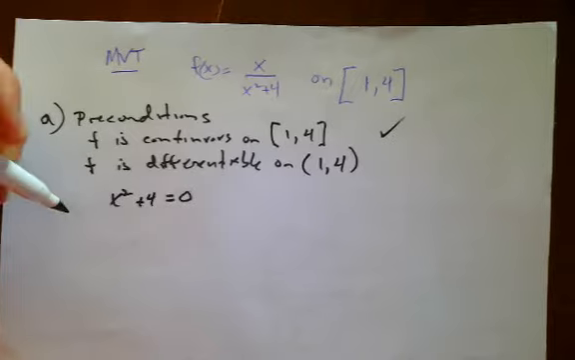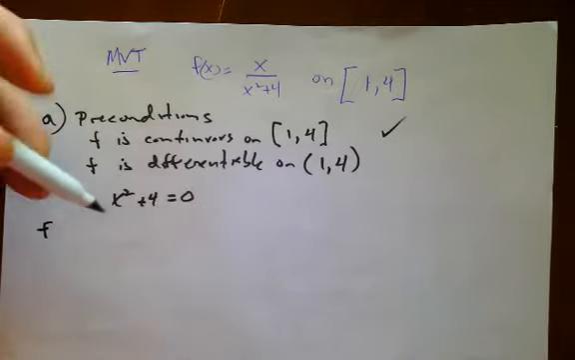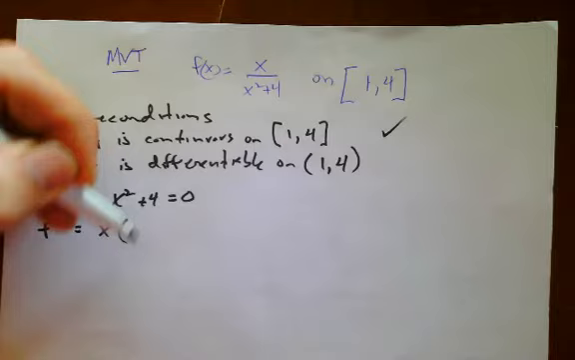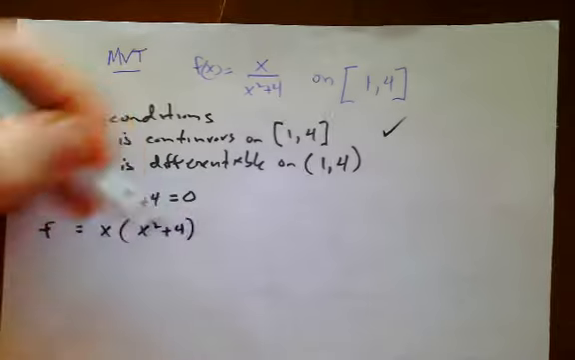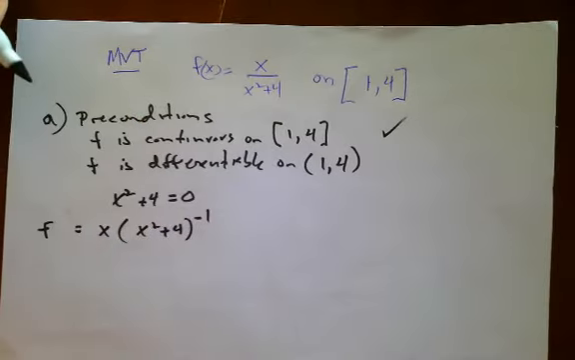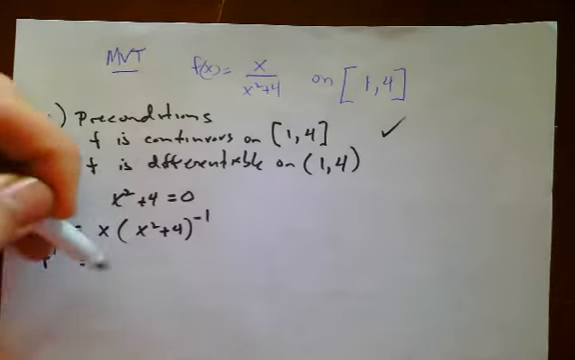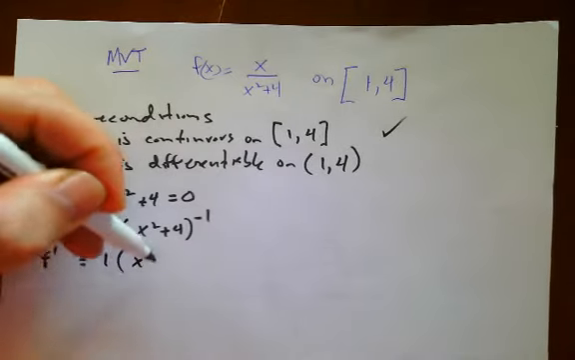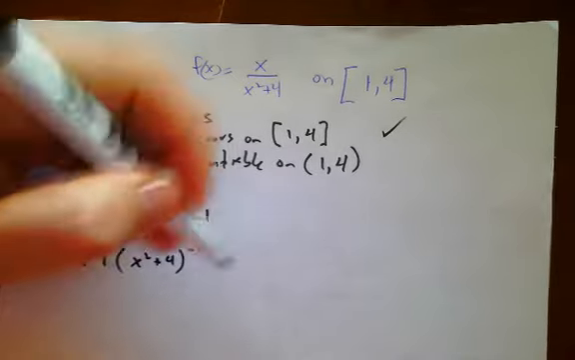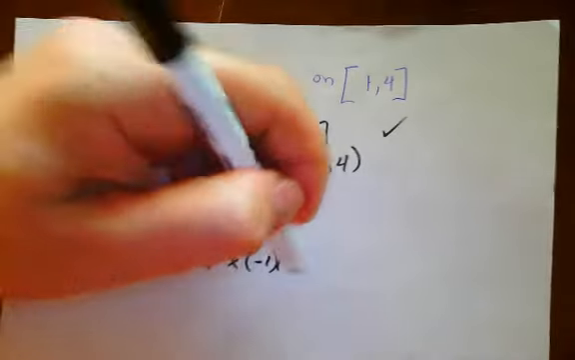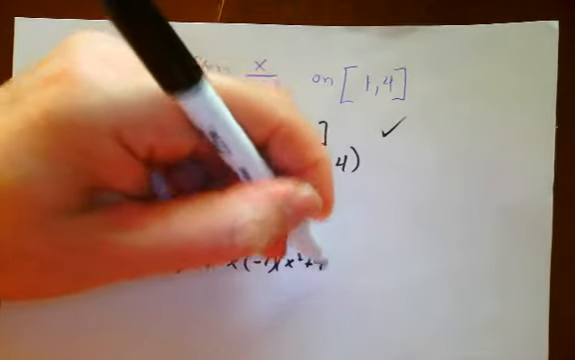So I know that this function then, since the only thing we were worried about was a 0 in the denominator, this function will be continuous on this interval. In fact, this function is continuous for all real numbers. So we've met that precondition. But what about differentiable on 1 to 4? Well, for that, we're going to need to find f prime. And I don't want to do f prime with the quotient rule.